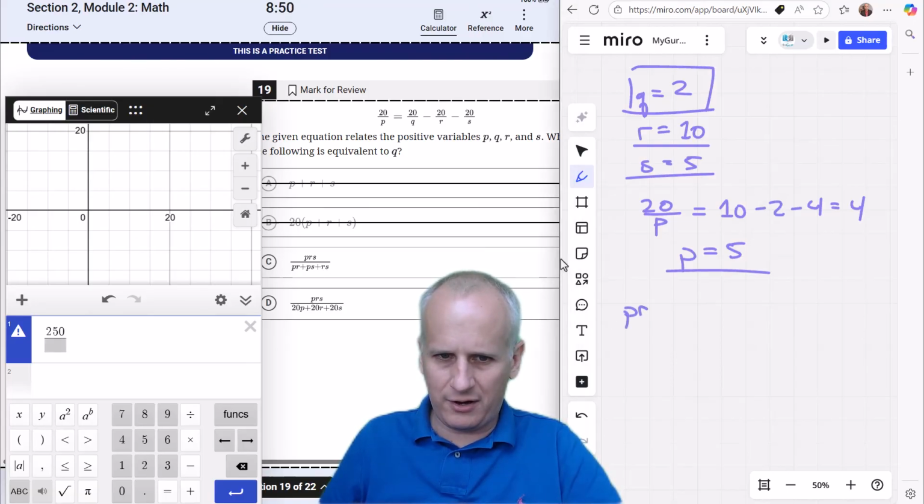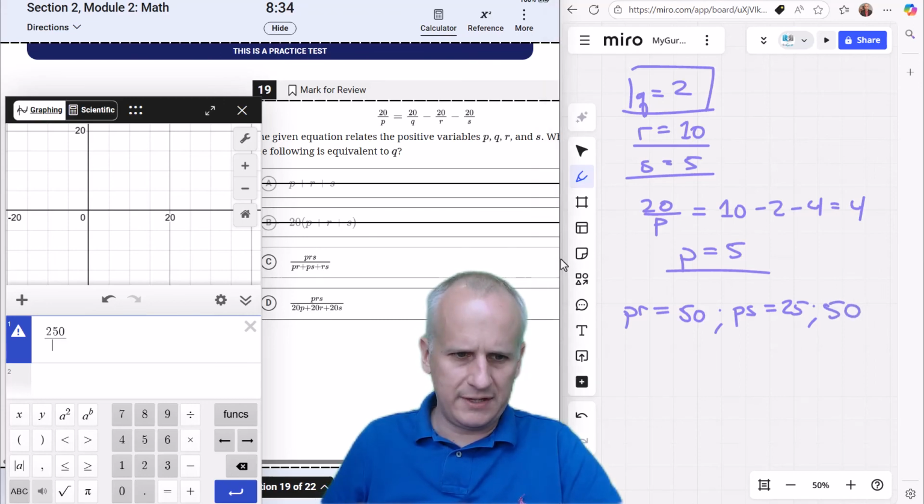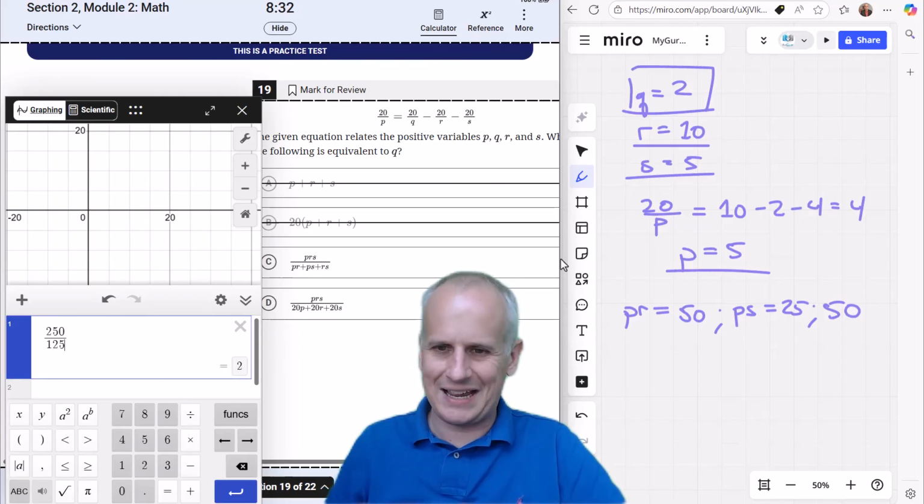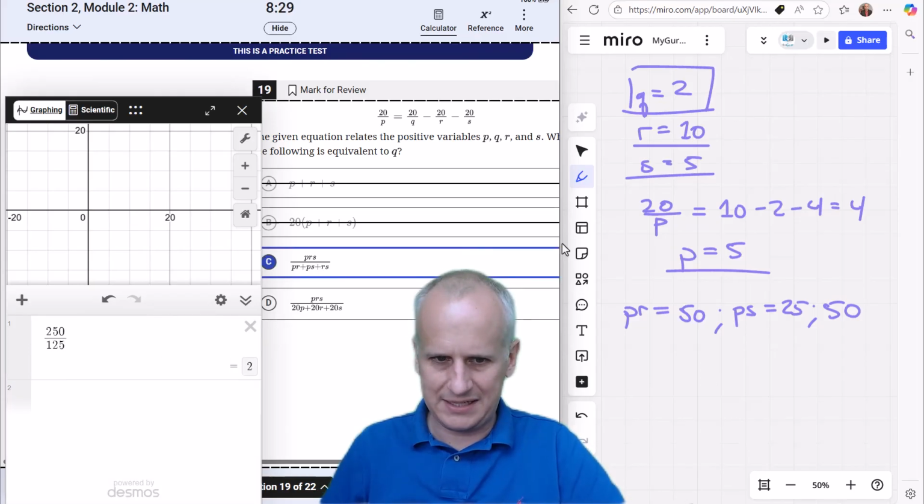We're going to say PR for choice C is going to be equal to 50. PS for choice C is going to be equal to 25. And then we're going to have RS, which is going to be equal to 50. And that's going to be equal to 125. And of course, 250 divided by 125 is exactly the 2 that we sought. So we'd select C at this point.